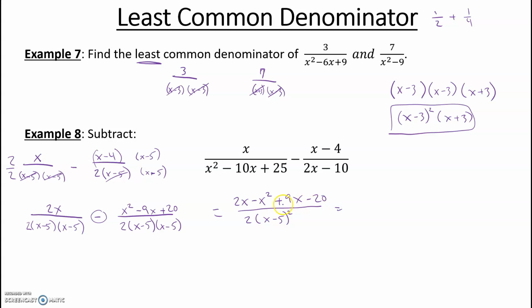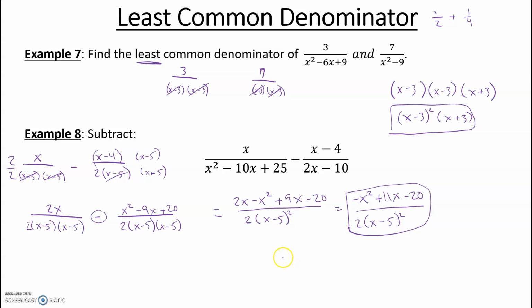All right, let's simplify and go ahead and put this in standard form. So we'll put that x squared first. 9x's and 2x's make 11x and a minus 20 over 2 times x minus 5 squared. And we're done. We're done on example 8 there. So let me go ahead and box that in.